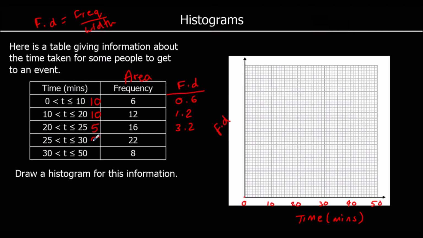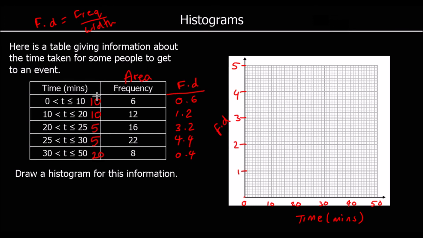25 to 30 is 5 wide again, so 22 over 5 is 44 over 10, so 4.4. And our last group, 30 to 50 minutes, is 20 wide. 8 over 20 is 4 over 10, which is 0.4. So the highest frequency density is 4.4. So we'll go 1, 2, 3, 4, 5. So now we just need to draw it on.